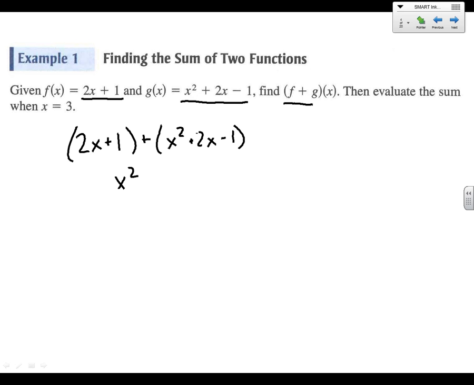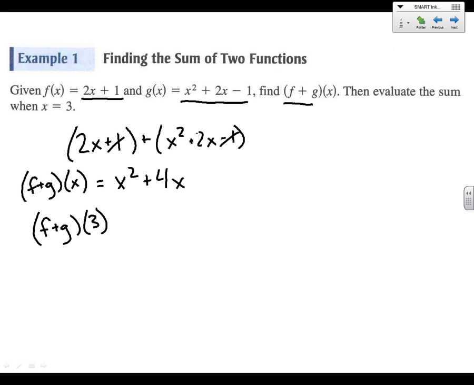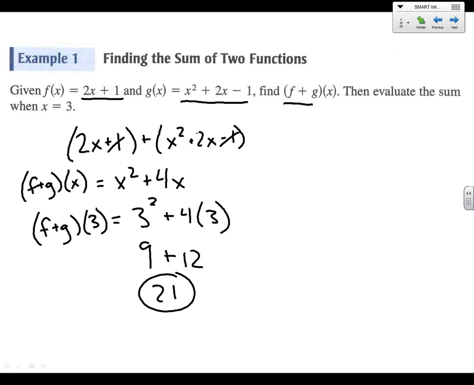X squared, we've got 4x, and 1 cancels out. Minus 1, so we have x squared plus 4x equals f plus g of x. So that's our first answer. And then they do ask, what is f plus g of 3? So let's go ahead and plug in 3 everywhere we see x. Simplify. And our answer would be 21.